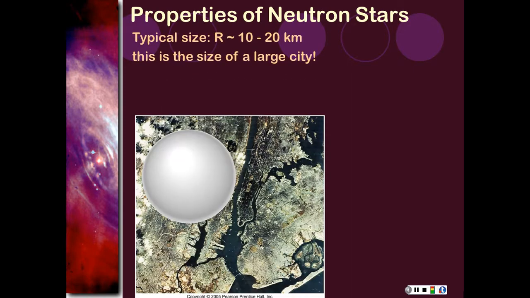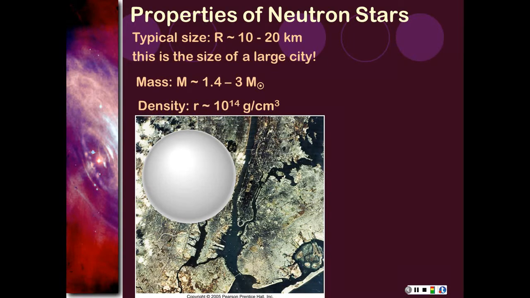So what do we know about neutron stars? Well, they're going to be of the order of the size of a largish city, so 15 kilometers across. And here you can see it compared to a famous American city. The mass range is 1.4 to 3 solar masses. Below 1.4 you should get a white dwarf. Above 3 solar masses you should get a black hole, which we'll come back to later.